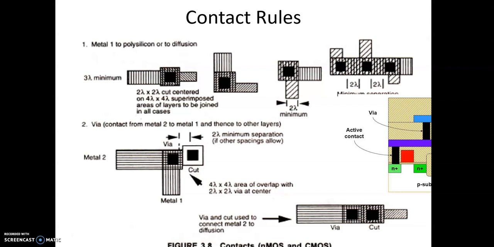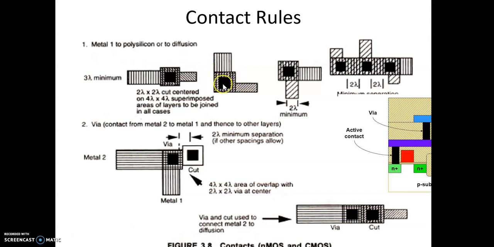Now coming to the contact rules, and this is the active area, the contact area, which has to be 2 lambda into 2 lambda, and it will extend up to 4 lambda into 4 lambda. The outer is the 4 lambda into 4 lambda. This is the metal one, and this is the polysilicon. Polysilicon, metal 1 to polysilicon or metal 1 to diffusion.